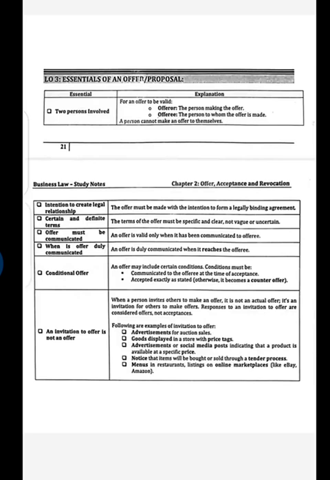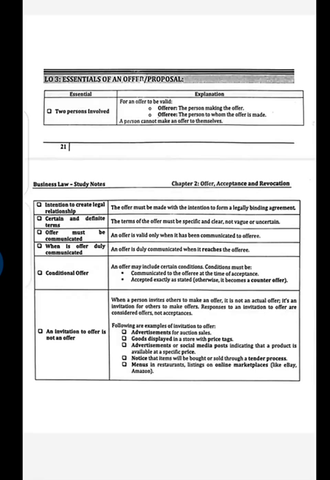So the offerer will be the one who makes the offer, and the offeree will be the one who accepts the offer. For an offer to be valid: offerer, the person making the offer; offeree, the person to whom the offer is made. A person cannot make an offer to themselves, as there must be two parties available in order to be in a relationship with the offer.